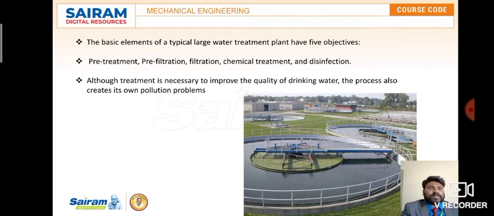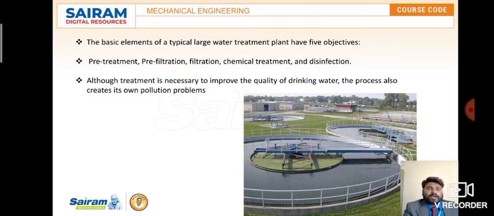So this is the water treatment plant. Okay, I'm talking about this water treatment plant. It will have 5 objectives for a typical large water treatment plant. They are pre-treatment, pre-filtration, filtration, chemical treatment and disinfection. So these are the 5 objectives that a water treatment plant has. Pre-treatment will be done, pre-filtration, filtration and chemical treatment, and if infectious bacteria are there, disinfection will be done.